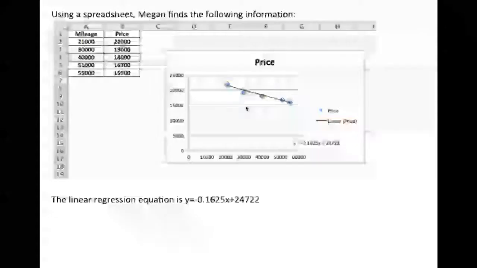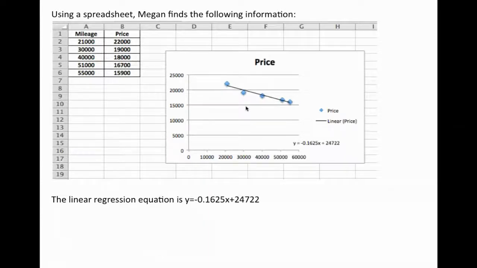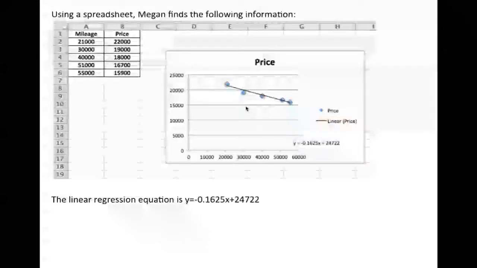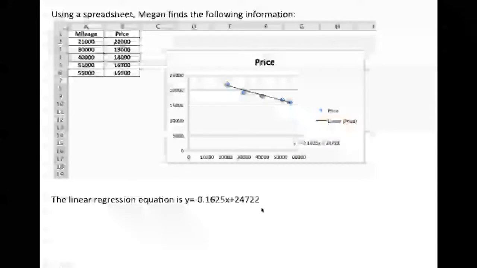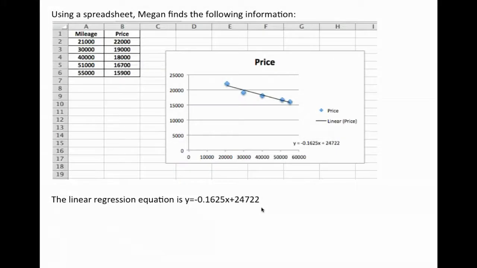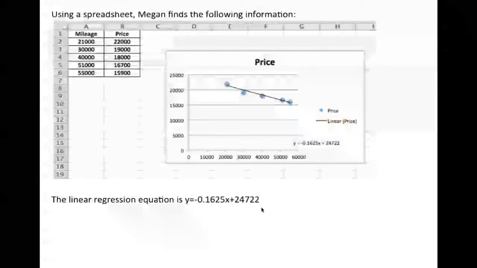I put in the bivariate data that we know, and I follow the steps that I did before to get my scatter plot, click on the points, get the trend line, and there is my trend line. And the linear regression equation is that. I can use that to analyze the past and predict the future. And that's what I'm going to do.